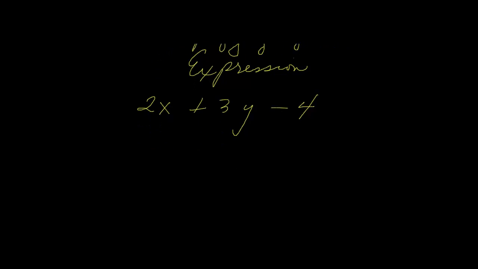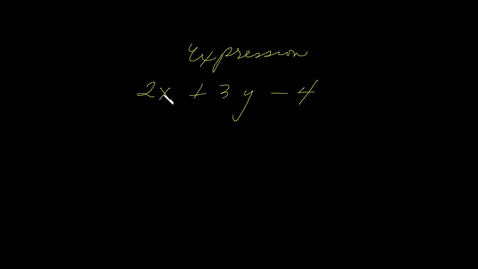Let's go with 2x plus 3y minus 4. Pretty straightforward. As we know now, we have three terms. We have a product here, one here, and here. Our three terms are separated by our plus and minus signs. So we have 2x, that product is a term. This product is a term. And this is a term, a constant, because again, it's 4 times 1. So that's one algebraic expression.